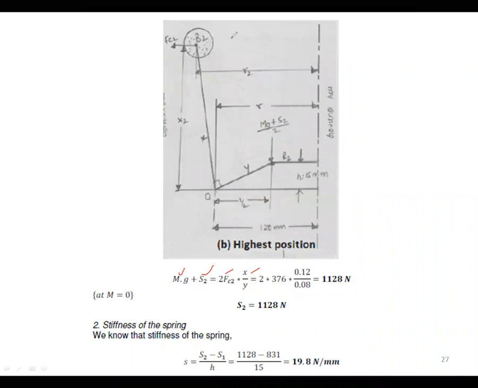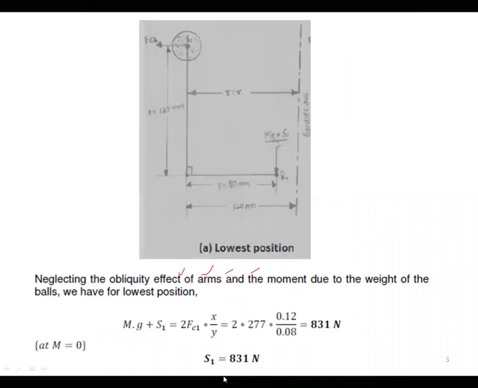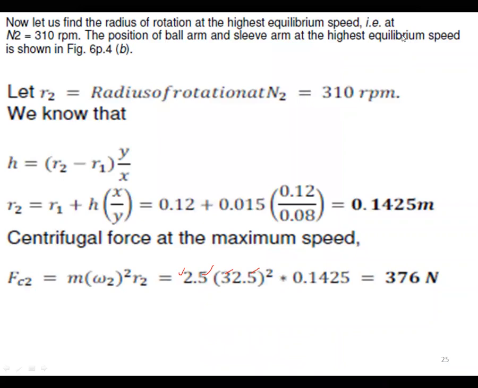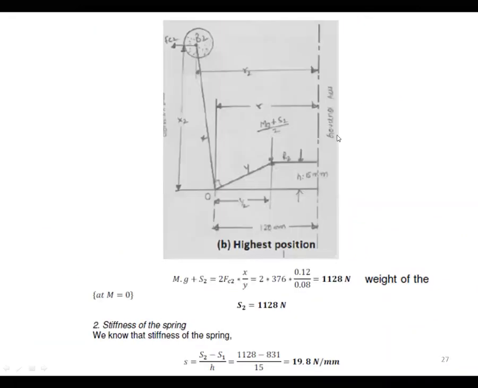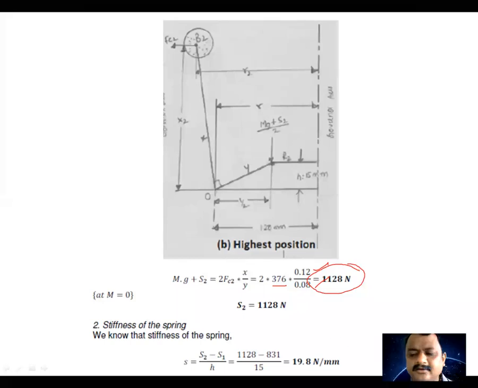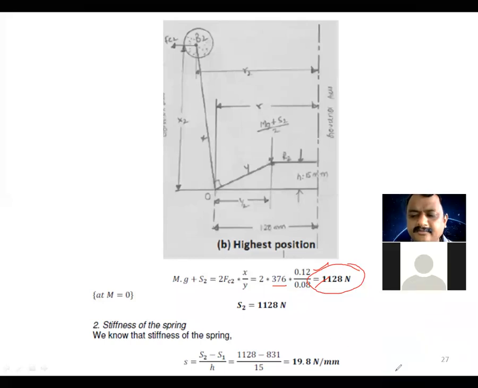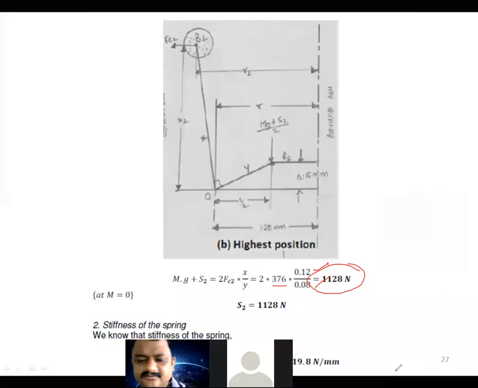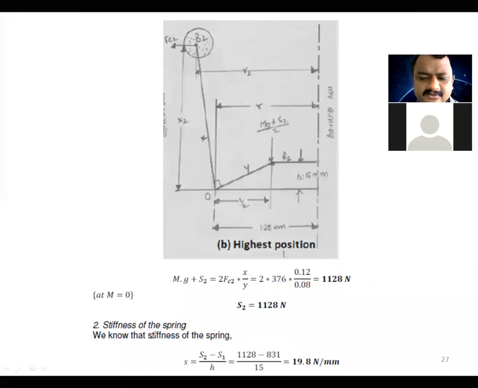FC2 I had calculated. How much had I obtained? The centrifugal force is 376 Newton. So substitute FC2 as 376, and substitute the x and y values. The spring force S2 at the maximum position is now 1128 Newton. If I make use of this, I can find out the stiffness.